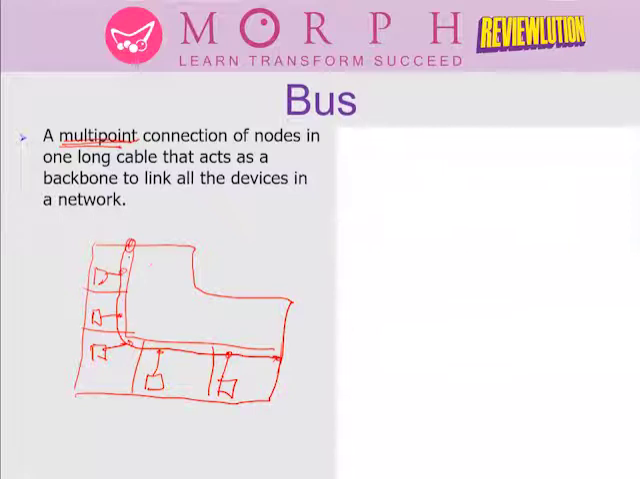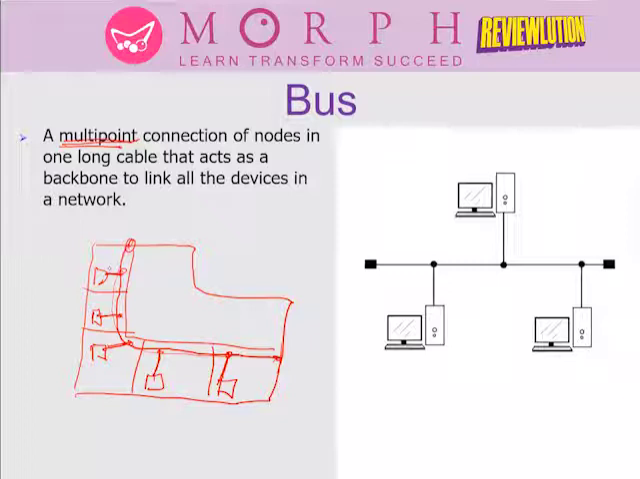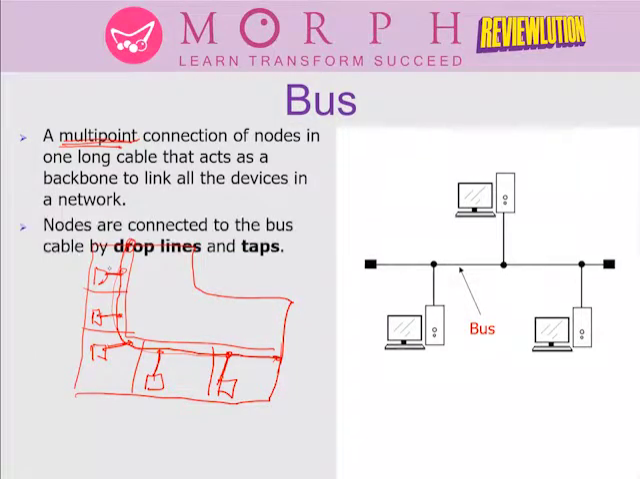And obviously, it saves cable. You only have one cable as your mainline, and then just drop lines going to your nodes or terminals. So this is an example of a bus topology, and this is what we call the bus, our mainline. In a bus topology, we use taps and drop lines. These are the drop lines, and the parts where you connect are the taps. So that is the bus topology.